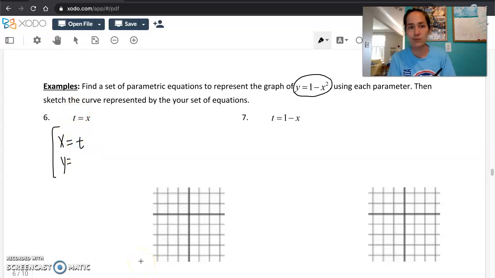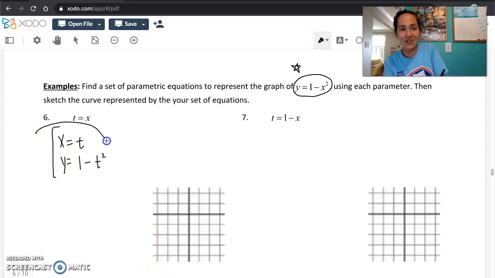So half of it was just provided for us. What is y in terms of t? We'll use this original function that we care about. Instead of saying 1 minus x squared, can you make it y equals 1 minus t squared? Believe it or not, that's all you do. This is your set of parametric equations.